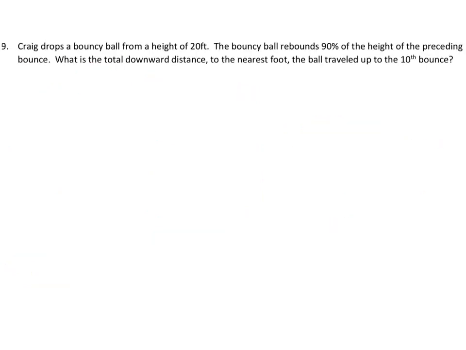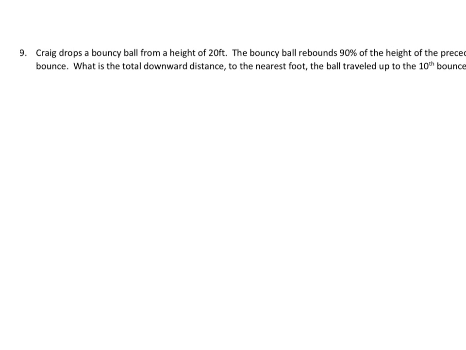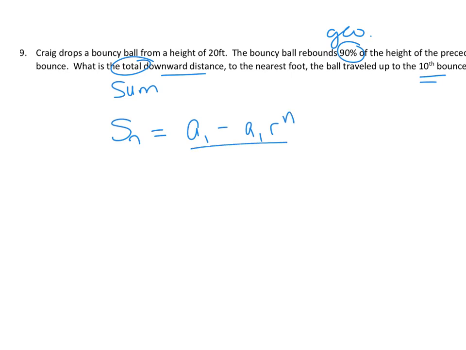The next question says a bouncy ball drops from a height of 20 feet. The bouncy ball rebounds 90% of the height of the preceding bounce. What is the total downward distance to the nearest foot the ball traveled up to the 10th bounce? First off, total, you know that's a sum. You see a percent, we know it's geometric. So I'm going to use my geometric series formula because I know it's geometric and I know I'm doing a sum. I'm going to do up to the 10th bounce, so S sub 10.